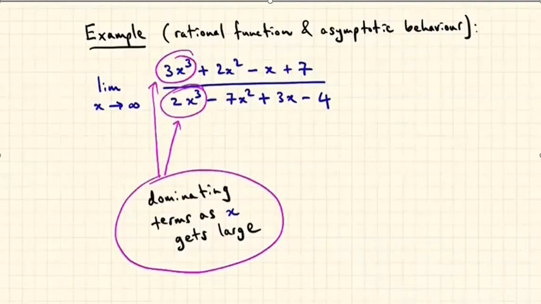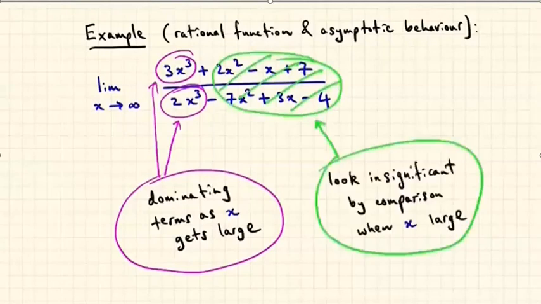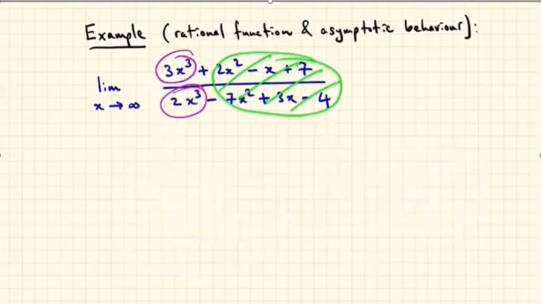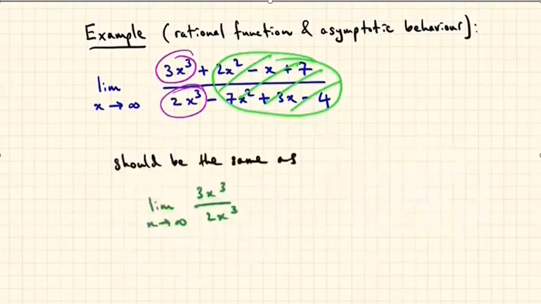In the limit, we expect the answer to be unchanged by simply throwing away these lower order insignificant pieces to get the limit of 3x cubed divided by 2x cubed. But then there is cancellation, and we are just left with the limit of the constant 3 over 2. So for this reason we expect the answer to be 3 over 2.